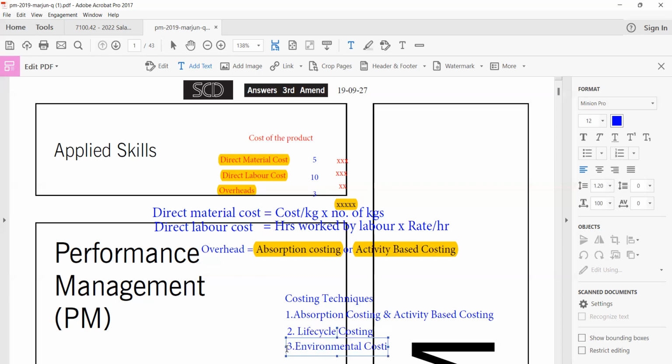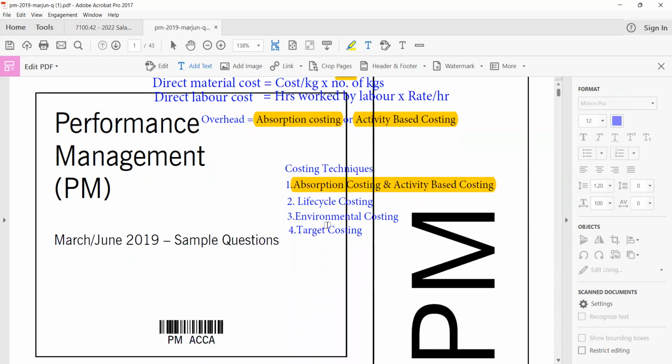Environmental costing. Then we have the fourth bit, which is target costing. So these are the costing techniques we'll be looking at so far. We have dealt with the first topic, so no cause for alarm. Absorption costing, activity-based costing, dealt with. The next bit to be looked at, which we are considering today, is life cycle costing.